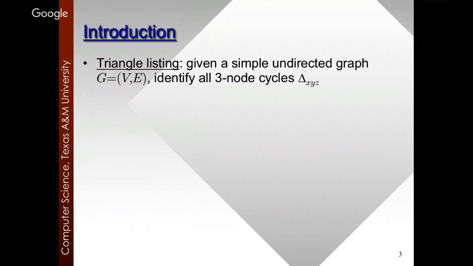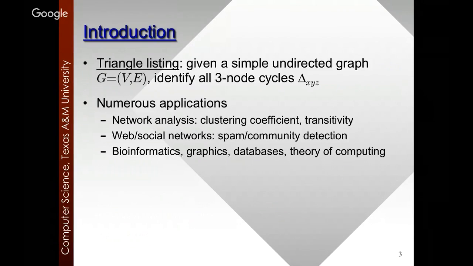First, a brief introduction, which I assume the last speaker has already talked about, which is to identify all 3-node cycles inside a graph. There are numerous applications of the triangle listing problem, such as network analysis, computing the cluster coefficient, identifying the transitivity, and in social networks to detect spam or communities, and also in a lot of other fields.